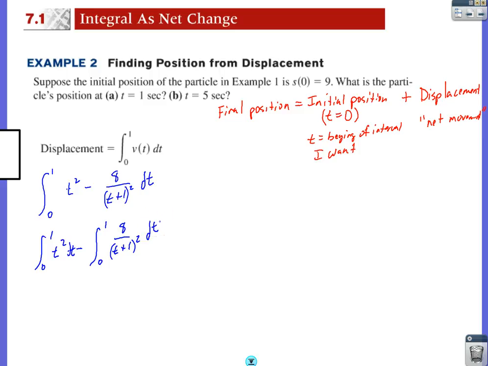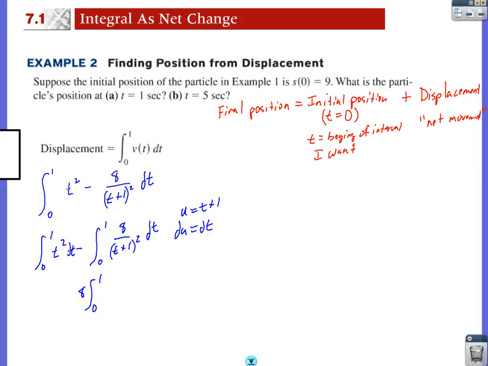So what I find out is that the first one's easy to do. The second one, I need to do a u substitution. So for the second one, I'm going to say that u is equal to t plus 1. You've done enough of these to see that du is going to equal dt. And so after simplifying, this one becomes 0 to 1.